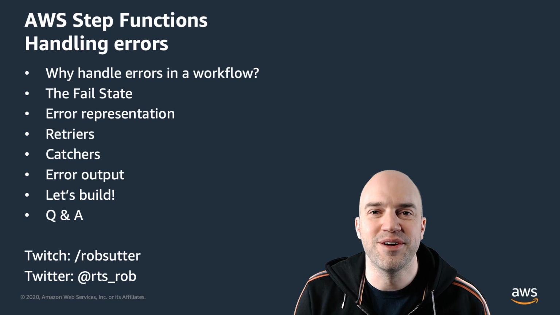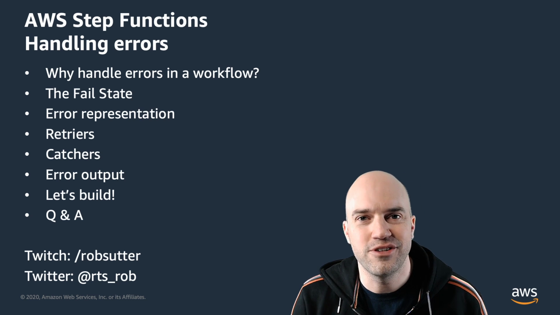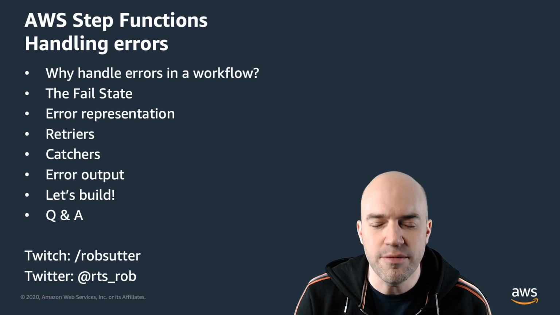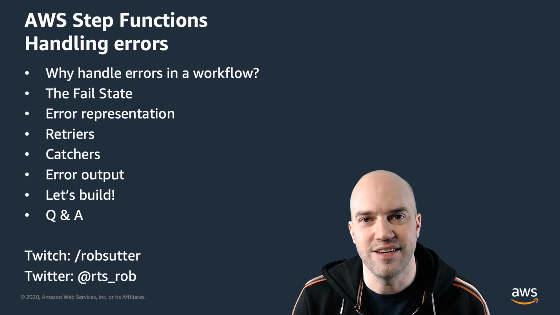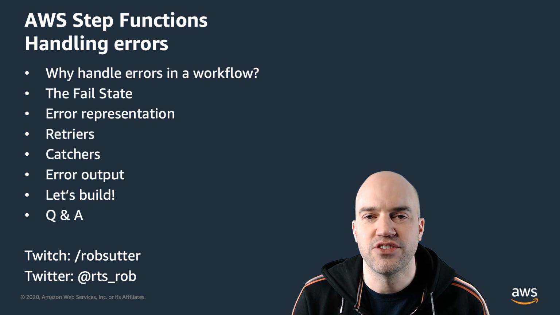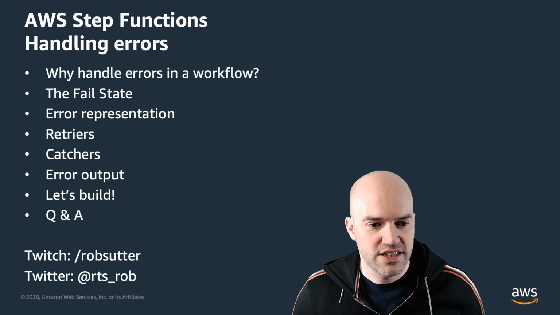And of course, the most important part of what we do here, we're going to build a little bit. So I've got a lot of code to show you today, a lot of simple sample state machines that demonstrate these different retriers and catchers. So let's get into it.